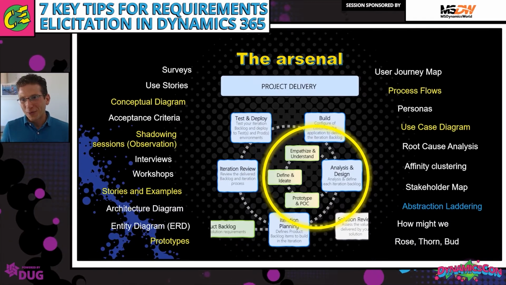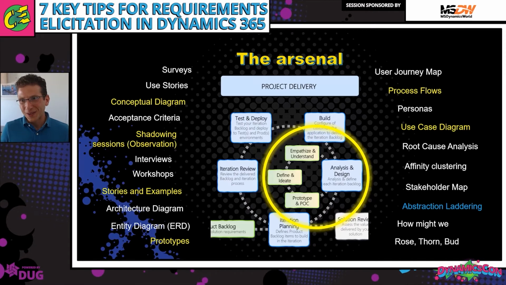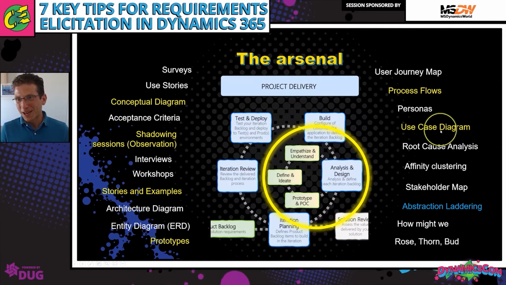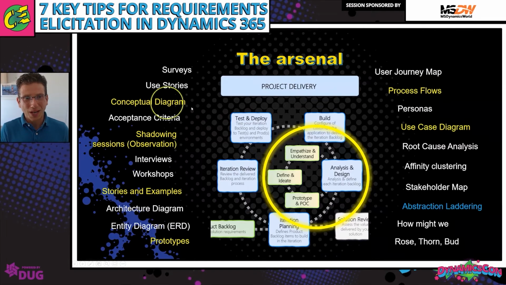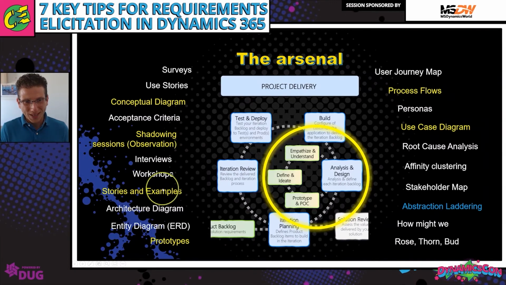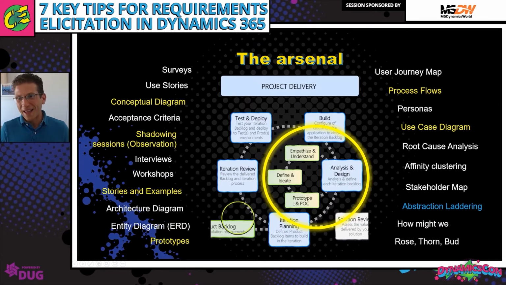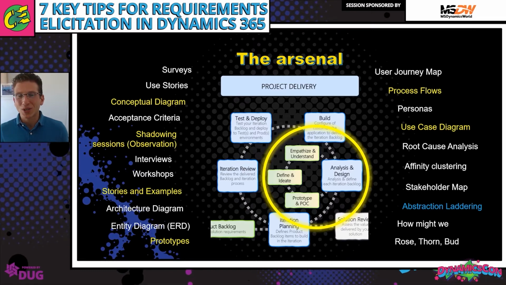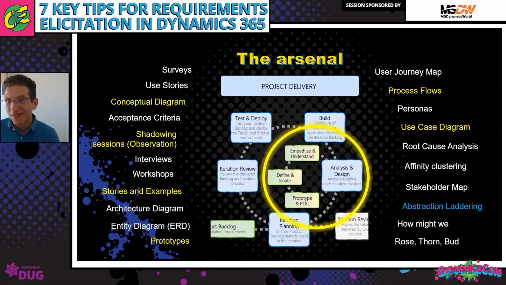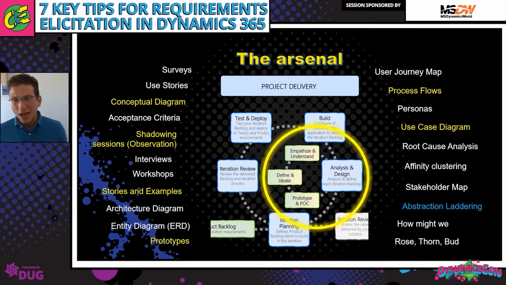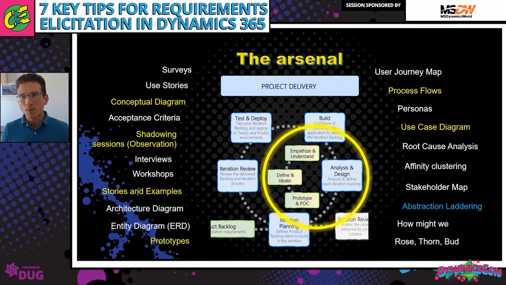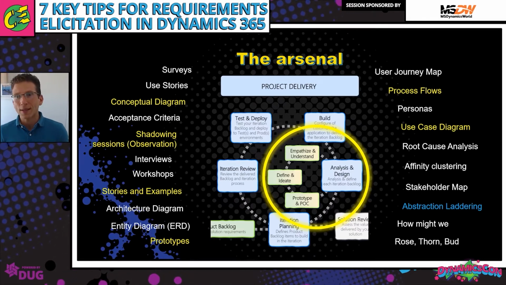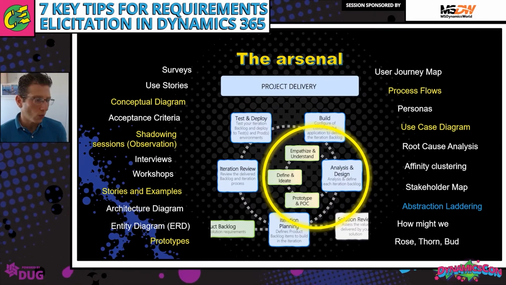So again, the techniques I'll be presenting today, I highlighted in yellow. So you have your use case diagram, your process flow, conceptual diagram, shadowing session, stories and examples, prototypes. And then in blue, we have the technique that I told you about, the abstraction laddering, which is the one I'm still experimenting with. I've used it a few times with some mixed results at times, but the more I use it, the better I'll get at it. But it's a great technique I wanted to share with you today.